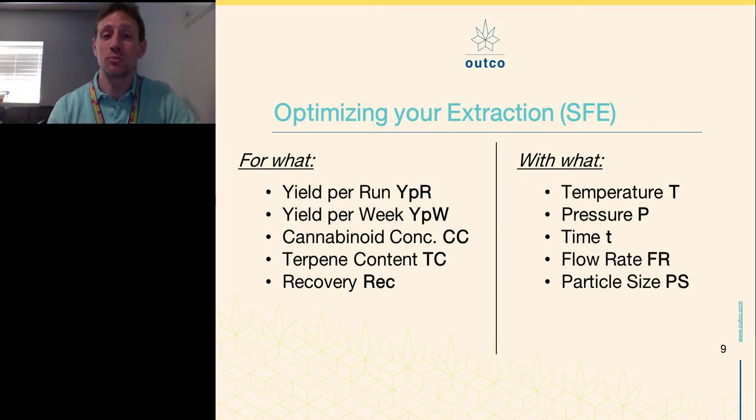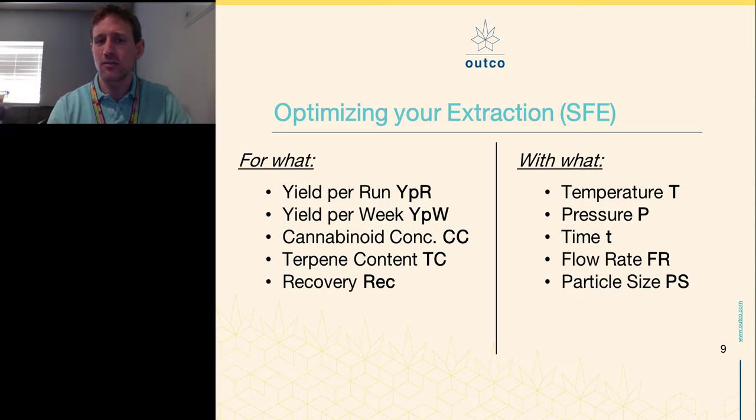So how do I optimize? I have to consider a few factors of what I am actually looking for. And I could look for yield per run. But again, yield might not be the best method, and per run is a batch process. So if I have a limited amount of material, that might be the right way. I want to get out as much as possible.